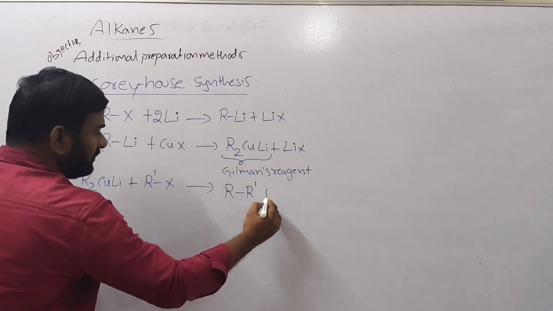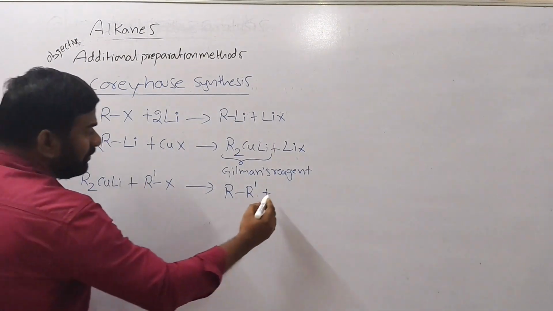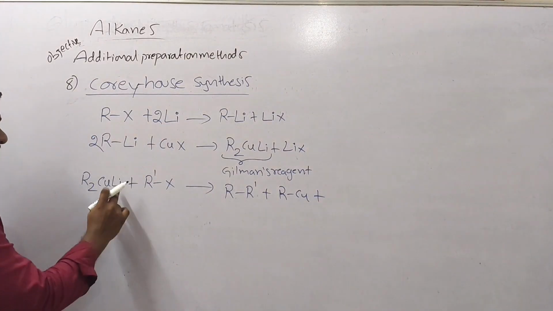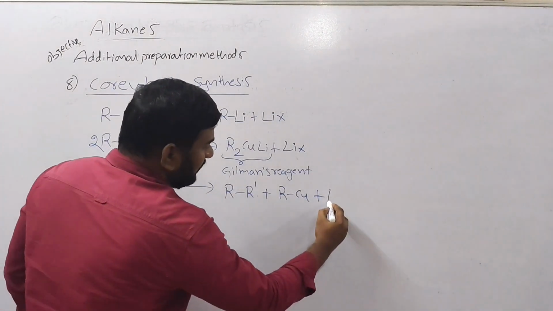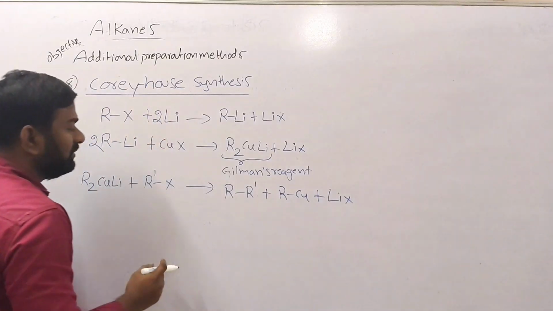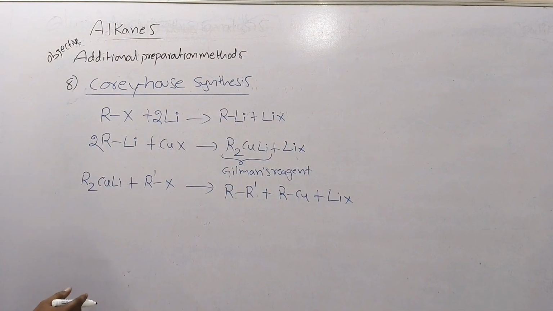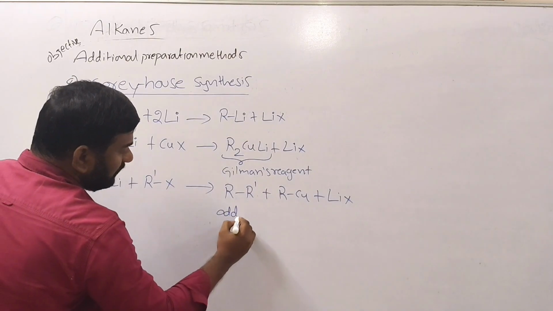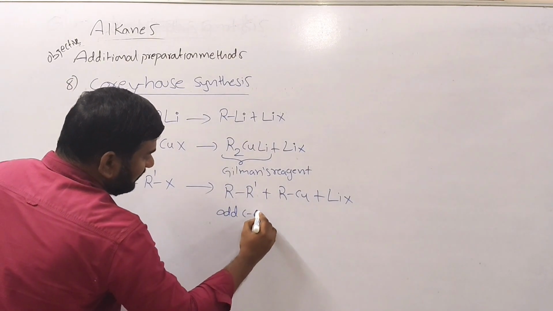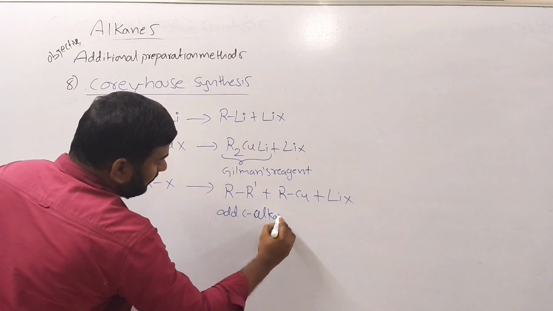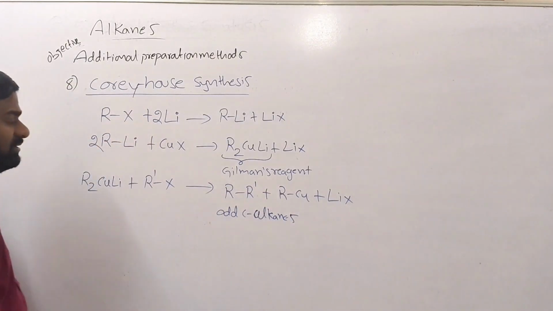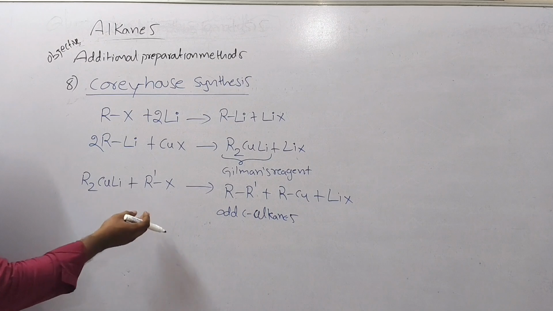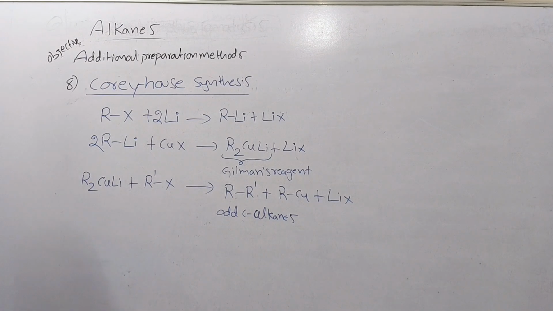Okay, and the remaining alkyl group with Cu will be removed as RCu, alkyl copper. Next this Li and X will be removed as LiX. In this way you can get the alkanes. In this reaction we can also prepare odd number of carbon containing alkanes. Mostly it is best used to prepare odd number of carbon containing alkanes.